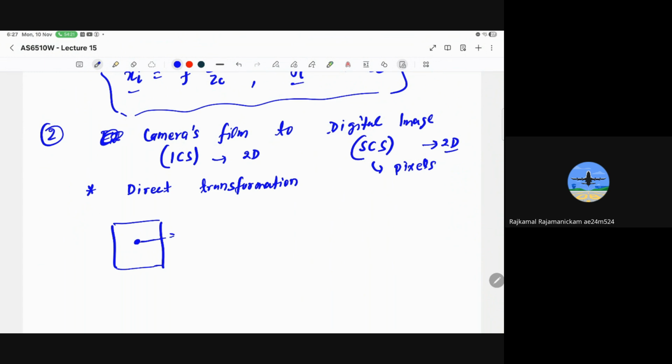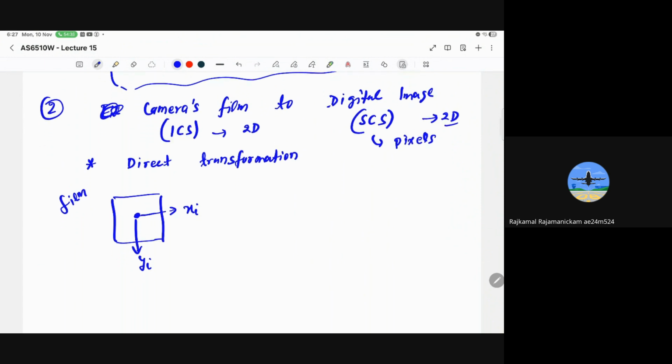Okay, so for the film, this is going to be xi and yi. So this is your film, in physical dimensions, or physical coordinates. You can basically say camera sensor or camera film of some 35 millimeter across 35 millimeter, just to give an example. So this will have some physical size.